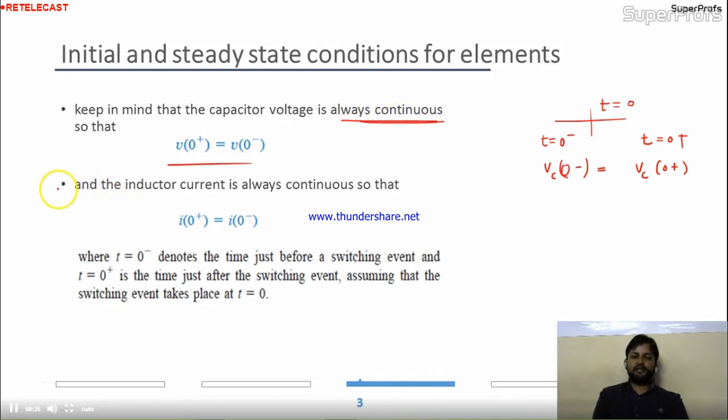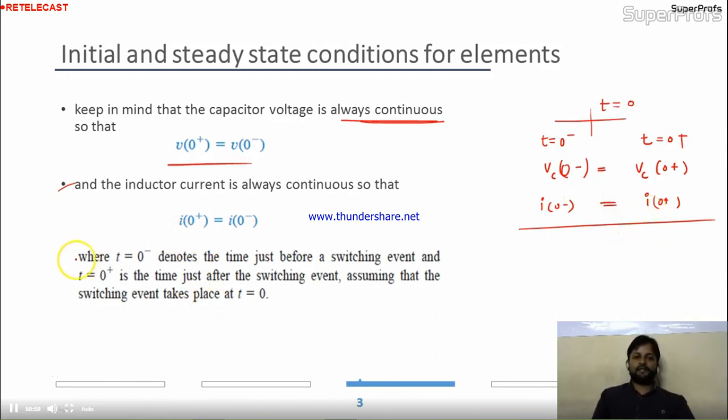Now, similarly, across the inductor, the current is always continuous. So for the inductor also, in this region from 0 minus up to 0 plus, the current will not change. Means if you are having 5 ampere current initially, after switching also, up to 0 plus time, it will be 5 ampere only.